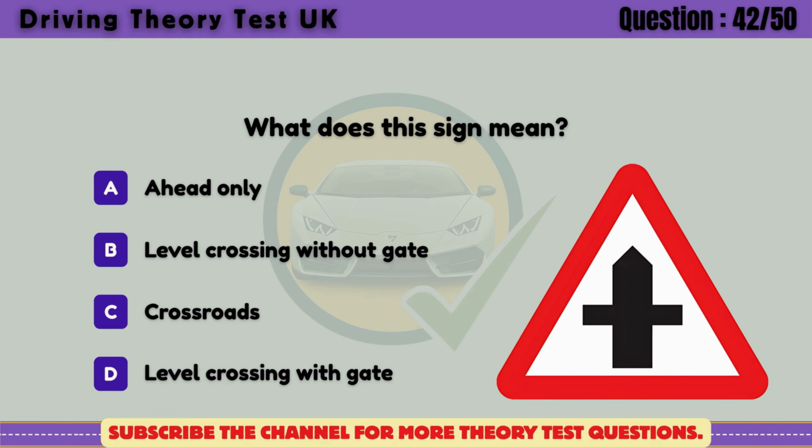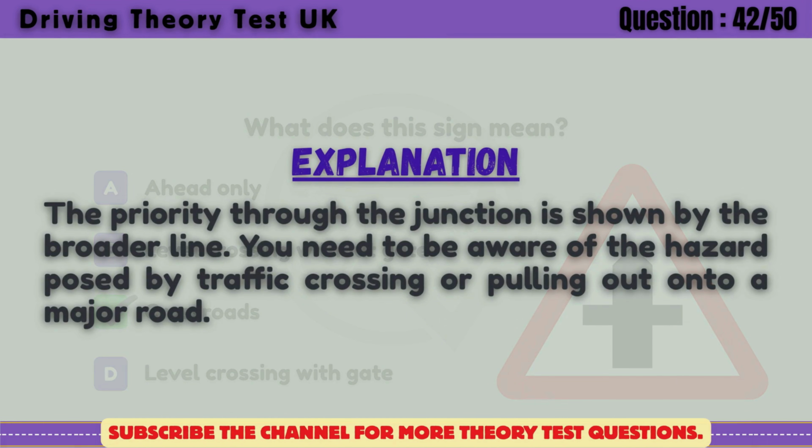Option A. Ahead only. B. Level crossing without gate. C. Crossroads. D. Level crossing with gate. Answer is C. Crossroads. The priority through the junction is shown by the border line. You need to be aware of the hazard posed by traffic crossing or pulling out onto a major road.